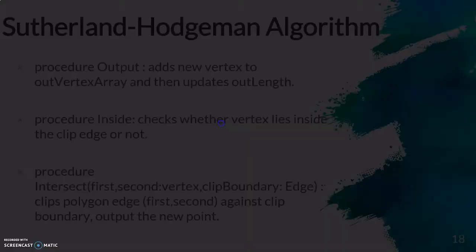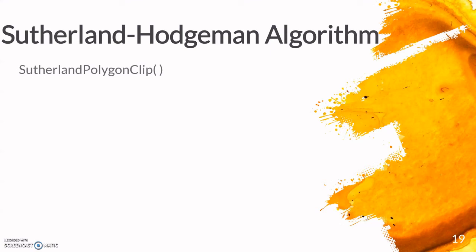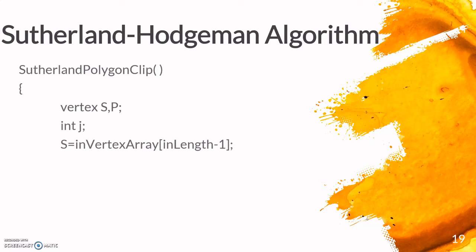Now let's move on to the algorithm. We are defining the algorithm with the function Sutherland polygon clip, defining two vertices S and P, then J for the for loop, then S is equal to in vertex array of in length -1. We are inputting S as the vertex to the in vertex array list. From the total length we are subtracting one, so S is the vertex at in length -1.